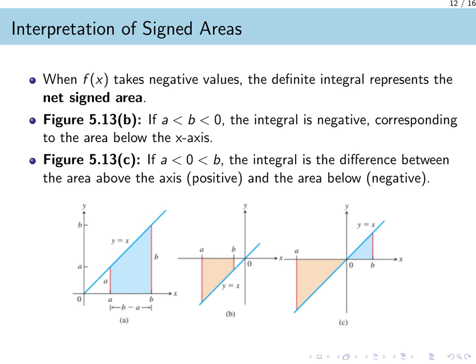This slide presents figure 5.13, which illustrates how we interpret integrals for functions that are not strictly positive. When a function takes on negative values, the definite integral calculates the net signed area rather than the total geometric area. Regions where the graph lies below the x-axis contribute negative values to the total integral.